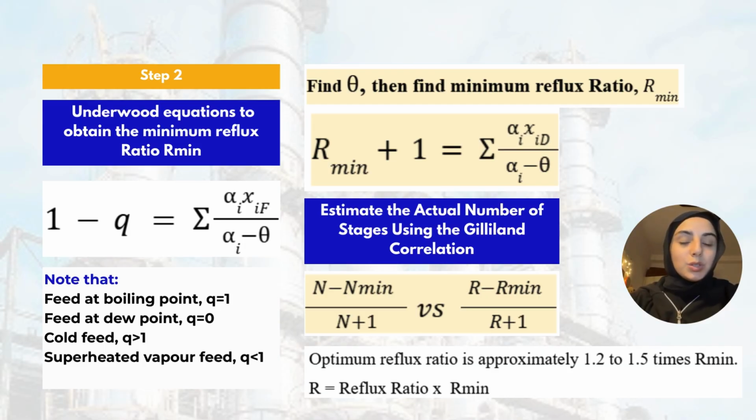Next we are going to find the minimum reflux ratio. We are going to use the Underwood equation, and this step is a bit tricky as it involves solving the parameter theta at the beginning, and you have to make sure choosing the correct q for your case. For boiling feed, q is equal to 1, and for dew point, q is equal to 0. Once theta is found, we can substitute it back to find the R minimum, which is the minimum reflux ratio, in the equation given.